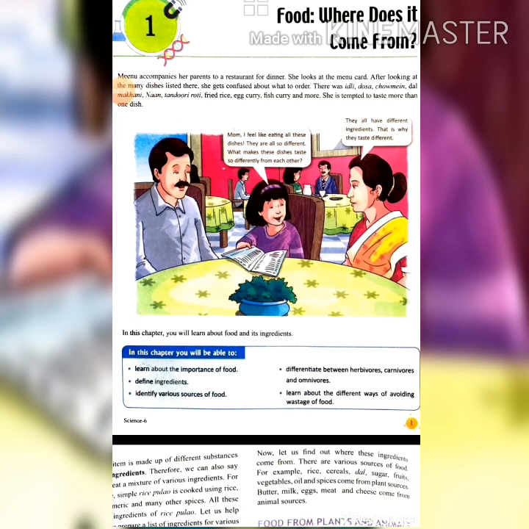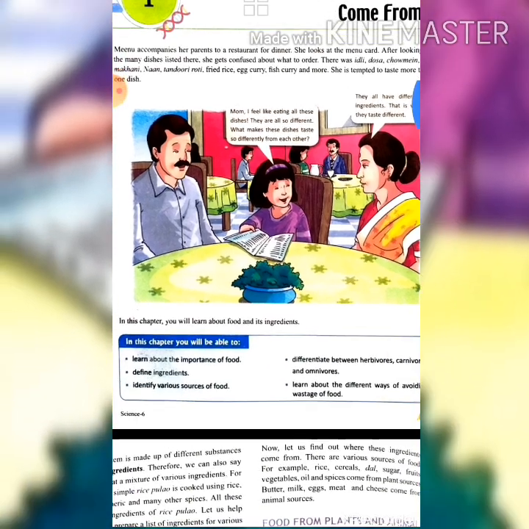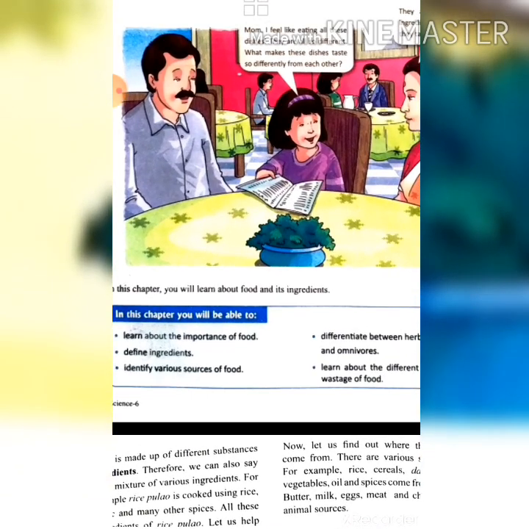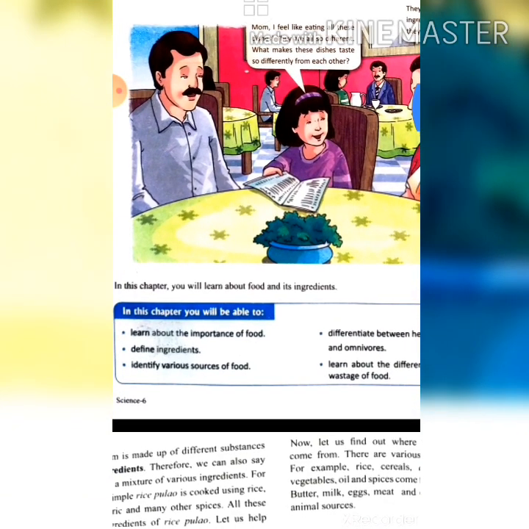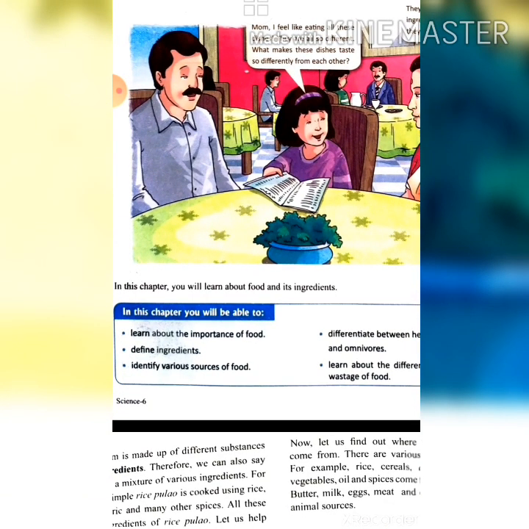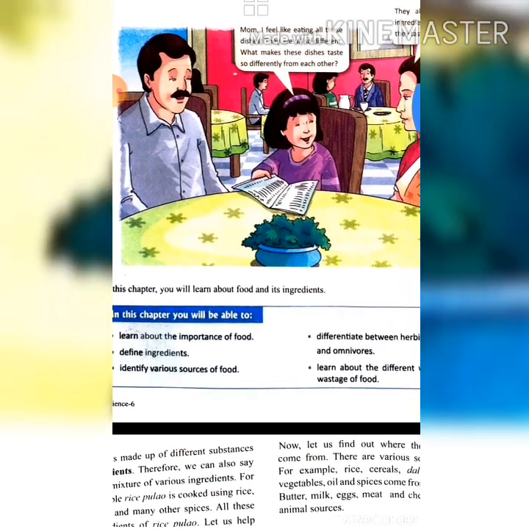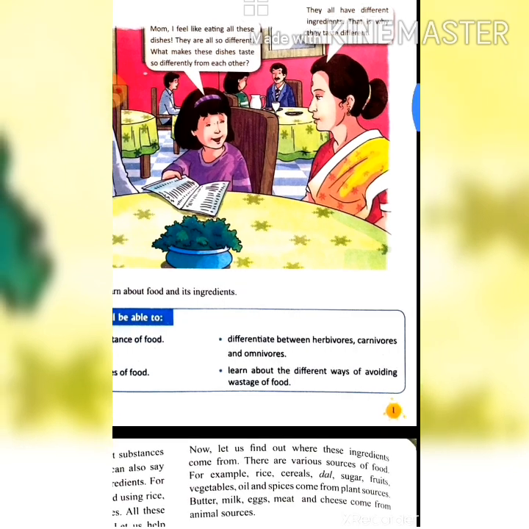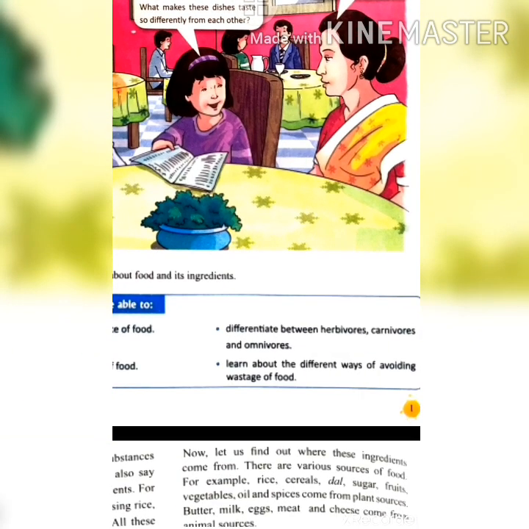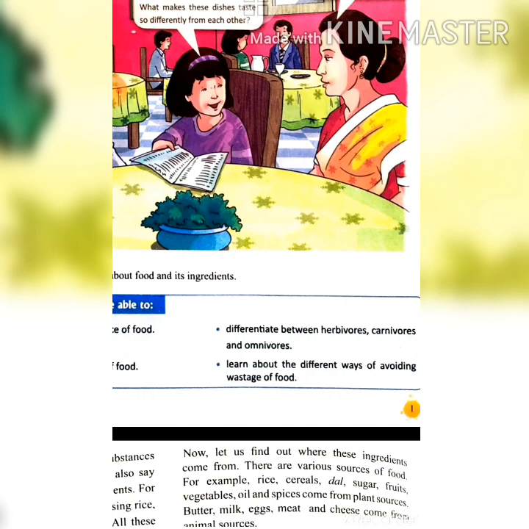But before we start with the meaning of the term ingredients, let's see what else this chapter will help us to understand. In this chapter you will be able to learn more about importance of food, definition of ingredients, the various sources of food, differences between herbivores, carnivores and omnivores, and different ways of avoiding wastage of food.